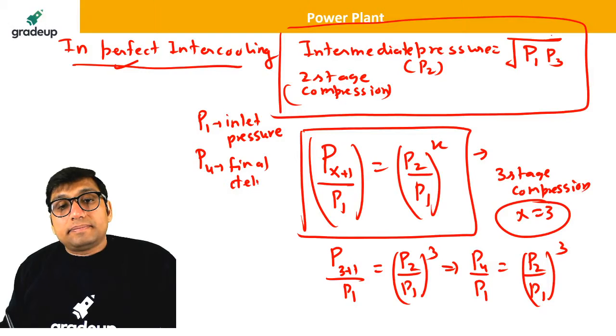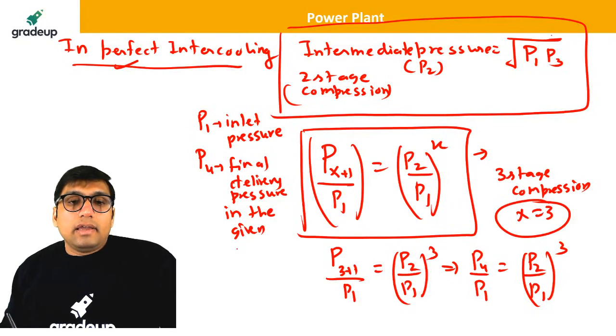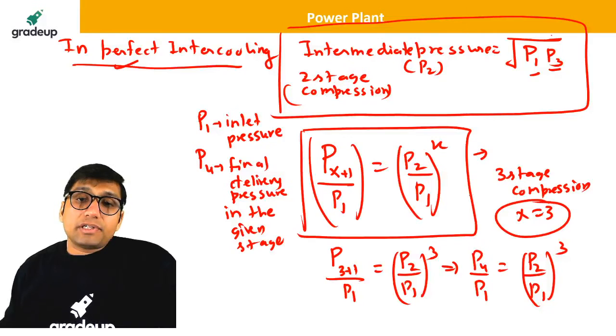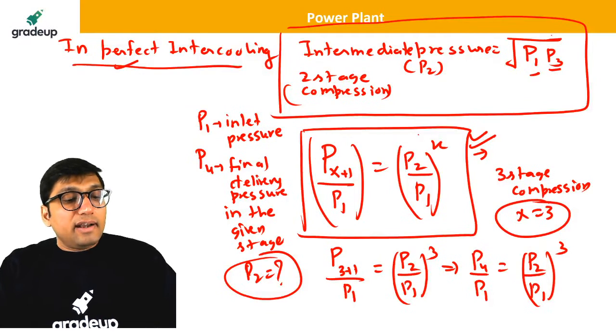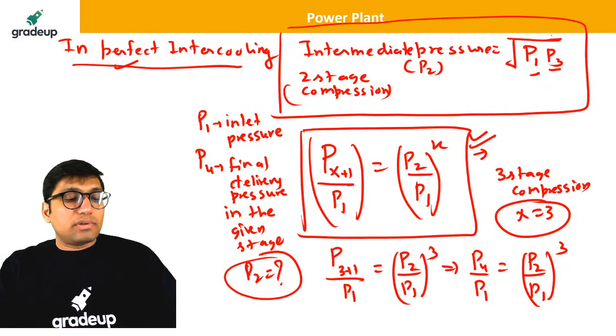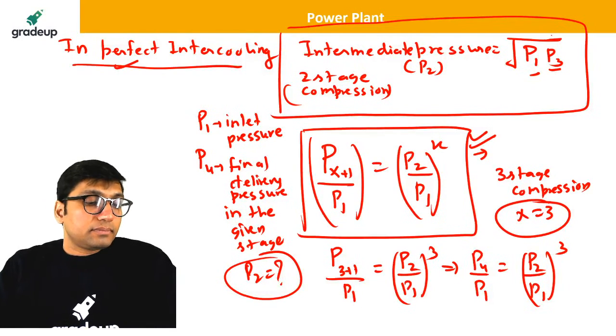The final delivery pressure will be given in the given stage. For example, if it is a 2-stage compression, they will give you P3 and P1. If it is a 3-stage compression, they will give you P4 and P1. So that will be given, and they can ask you to find the value of P2. This is how you will use the direct formula for finding the intermediate pressure for any stage of compression, whether it is 2-stage, 3-stage, 4-stage or 5-stage. Okay? So that is the direct formula. Is it clear to everyone? Please tell me, my dear students.